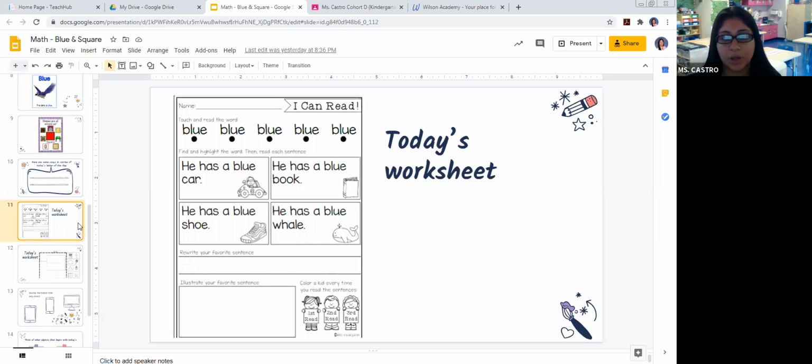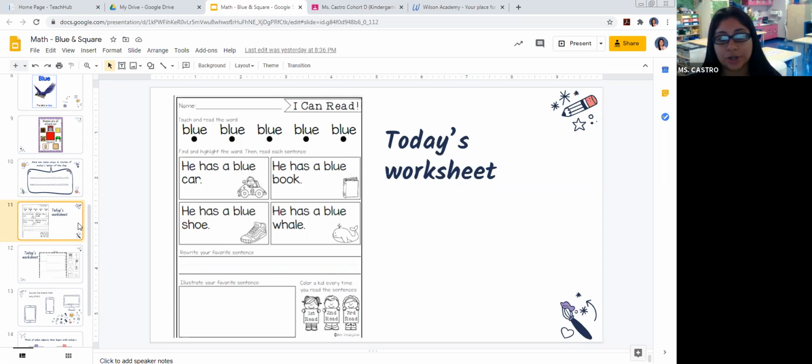So they say blue, blue, blue. Then they have sentences with illustrations that go along with it, and they have to find the word and highlight it. They could even circle the word. So they read the sentence. It says, he has a blue car. And even though it doesn't say to color the pictures, they're more than welcome to color it.